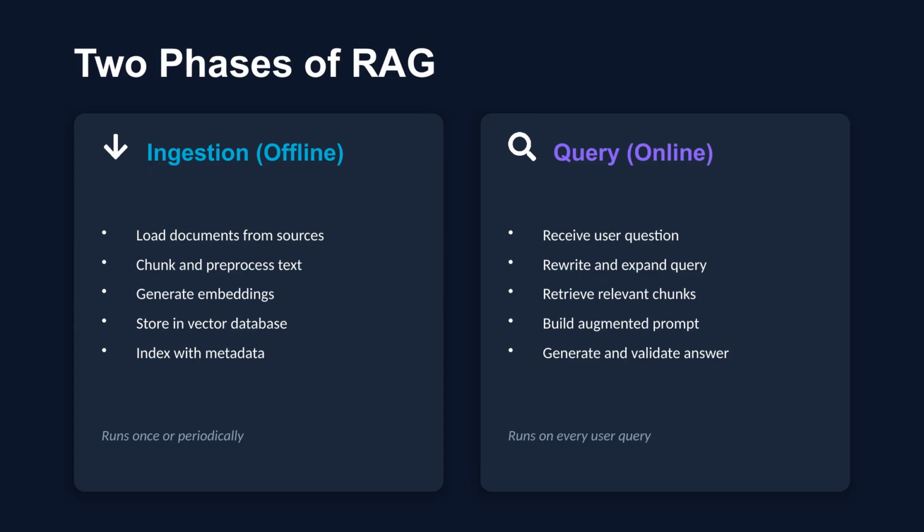Every RAG system has 2 phases. Ingestion runs offline, load documents, chunk and pre-process text, generate embeddings, store in the vector database, and index with metadata. This runs once or periodically when documents update. The query phase runs online, receive the user question, rewrite and expand it, retrieve relevant chunks, build the augmented prompt, generate the answer, and validate it. This runs on every single user query. Keep ingestion thorough and query phase fast.